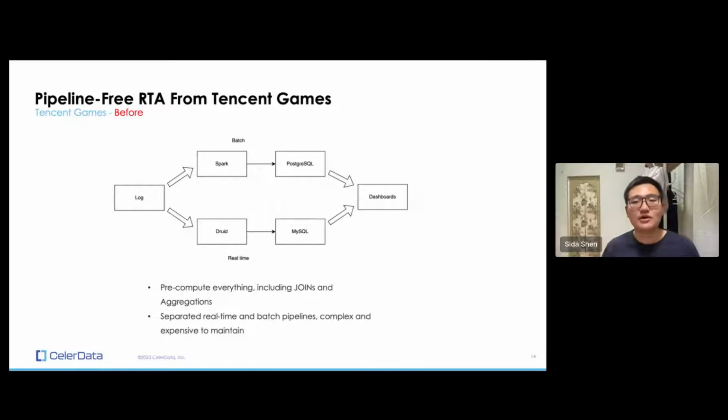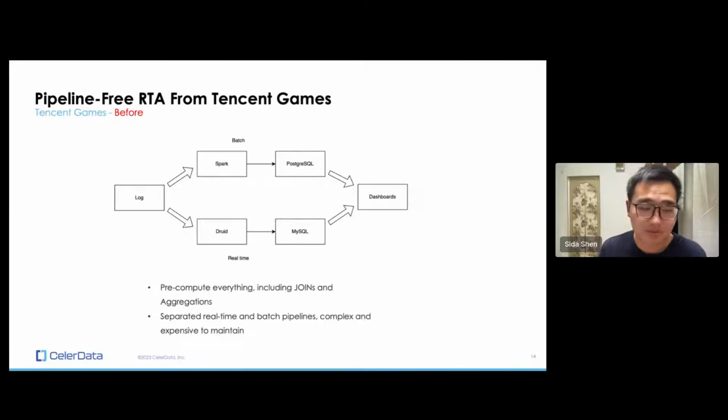And the second case I want to talk about is Tencent Games. Tencent Games has a little different story, right? Before, they were using even earlier technology like Postgres and MySQL for serving. And not only can those two not do joins, they cannot really do on-the-fly aggregation as well, right? So they had to pre-compute everything, including joins and aggregations.